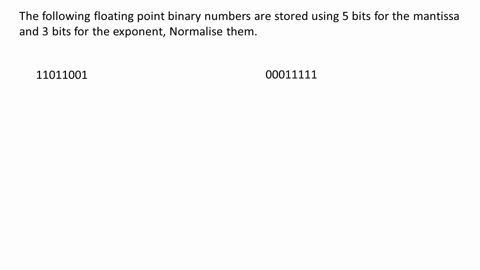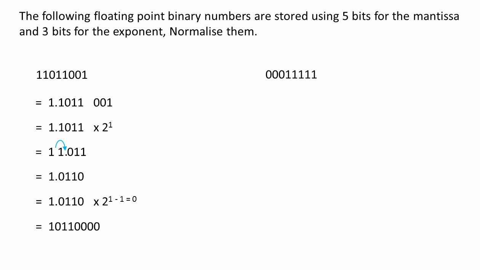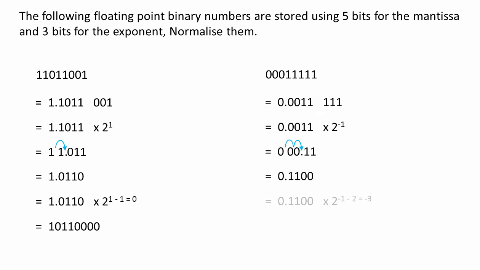Here's a couple of floating point binary numbers that you can normalise yourself to check your understanding. Notice they're stored with a 5-bit mantissa and a 3-bit exponent. Pause the video if you want to give them a try, and I'll show you the solutions in a moment. And here are the solutions, with the denary values for cross-checking.